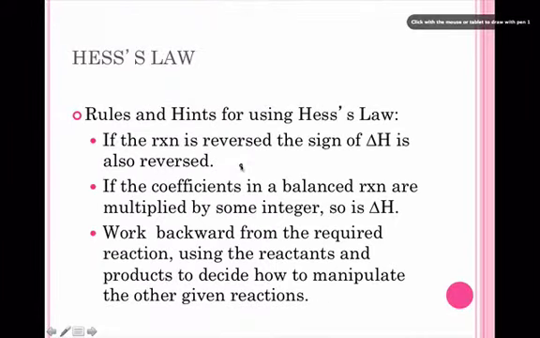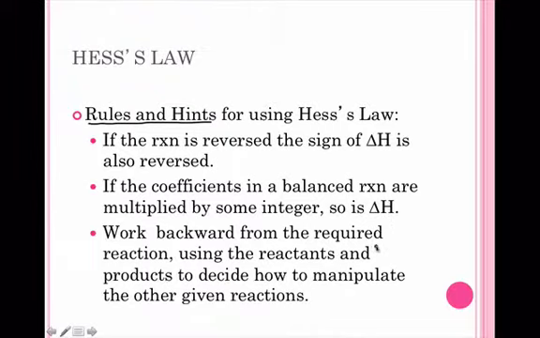So when we're doing this, these are rules and hints you need to remember. If the reaction is reversed, so if the reaction you're dealing with has to run in reverse, the sign for delta H is also reversed. If you change the coefficients in the balanced reaction, just like we were doing before, you also have to change the delta H to correspond with it. So if we multiply all the coefficients by 2, we need to multiply delta H by 2 as well.